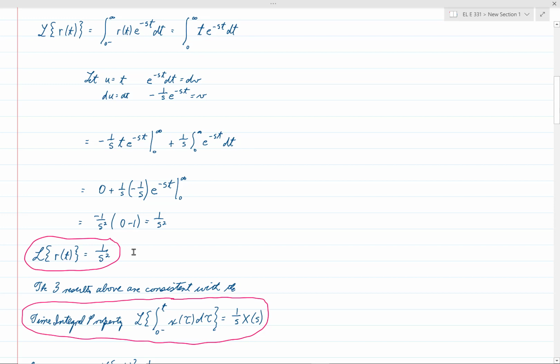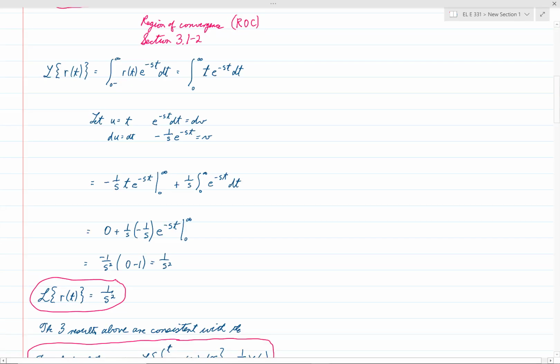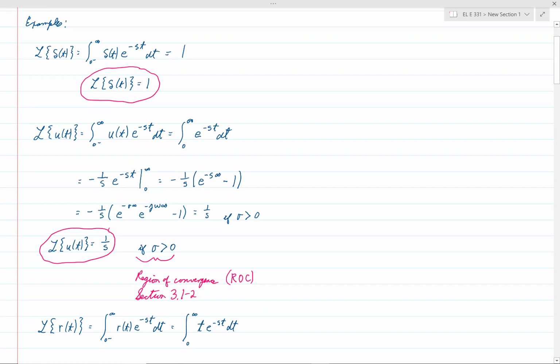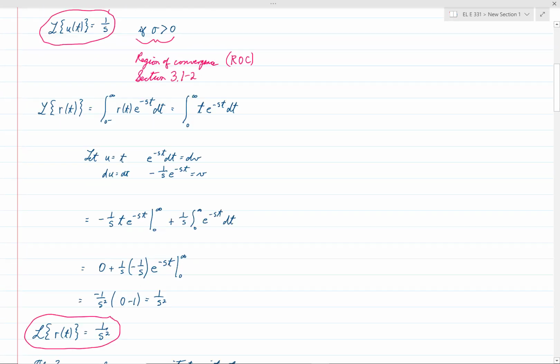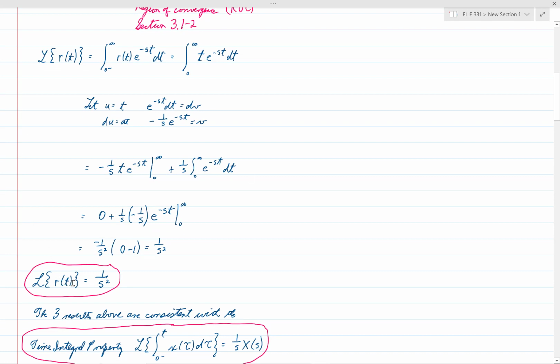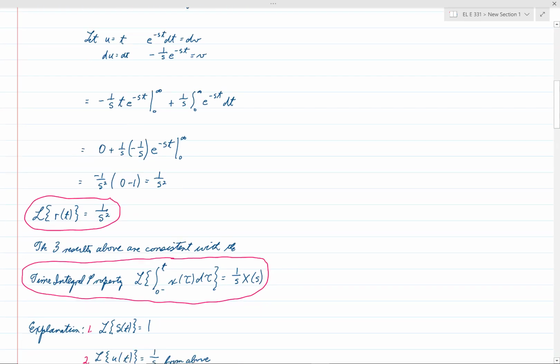Now, let me point out something to you. Let's review what we've said so far and see if you begin to see a pattern. The Laplace transform of delta of t is equal to 1. The Laplace transform of u of t, which is the integral of delta of t, is 1 over s. The Laplace transform of r of t, which is the integral of u of t, is 1 over s squared. So it's looking like the Laplace transform of the integral of a function is 1 over s times the Laplace transform of that function, and that is indeed true.